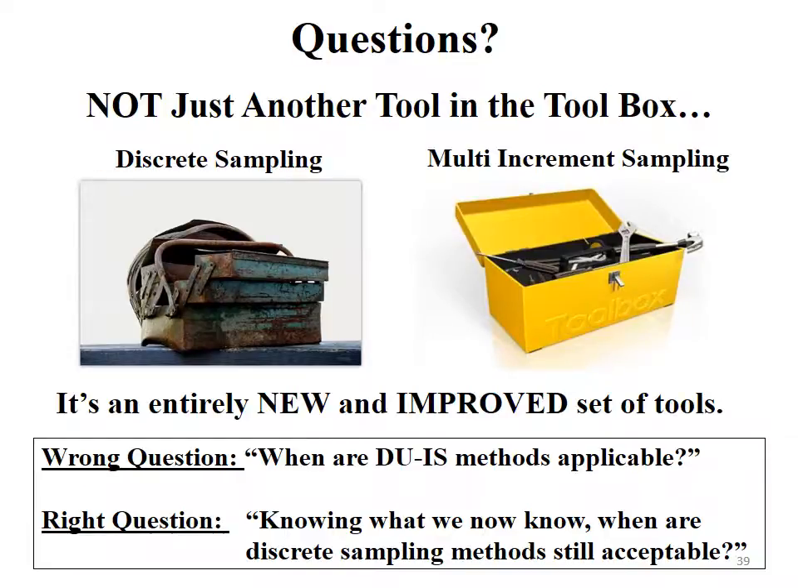So the wrong question is, when are DU, IS, or MIS methods applicable? The right question is, knowing what we know now, when are discrete sample methods acceptable?